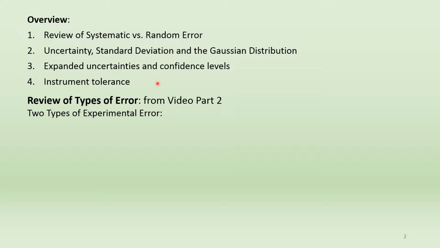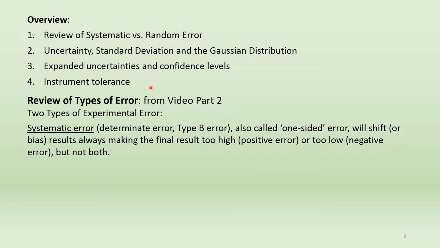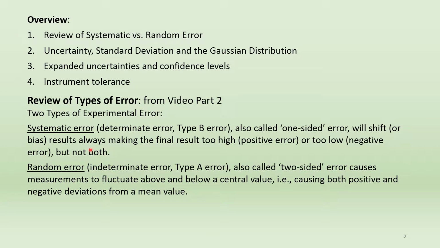Now, by way of a very brief review from video part 2, there are 2 types of experimental error. We said systematic errors, also called determinate errors or type B errors. They are one-sided errors and they will shift or bias results, always making the results too high, giving rise to positive error, or too low, giving rise to a negative error, but not both. And we have random errors, indeterminate errors, type A errors, also called two-sided errors, causing measurements to fluctuate above and below a central value, causing both positive and negative deviations from a mean value.